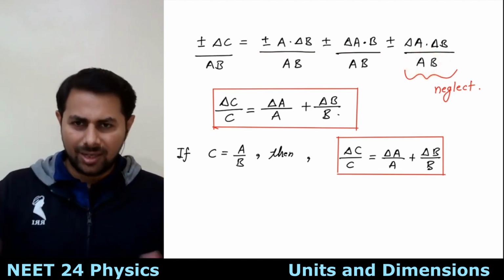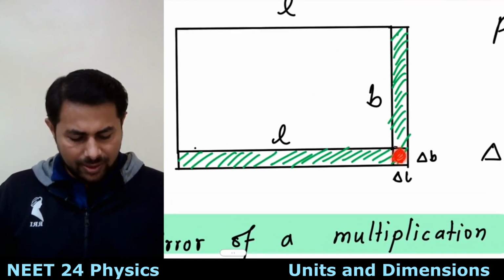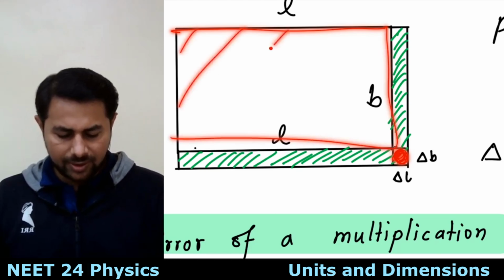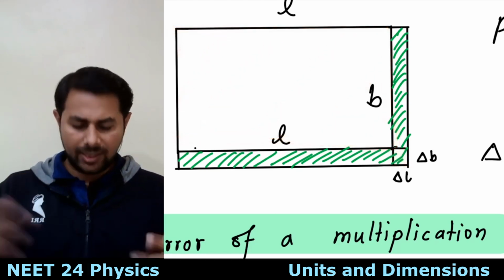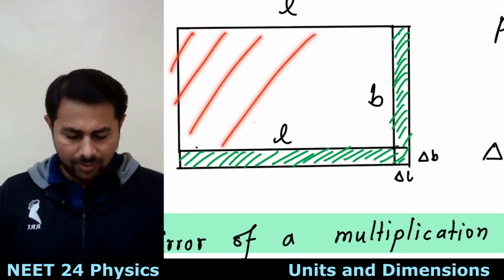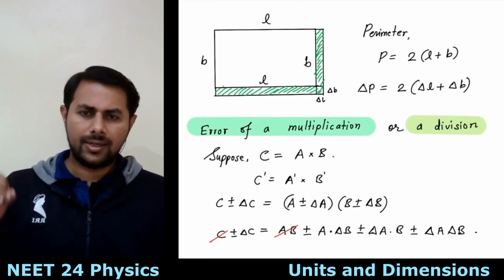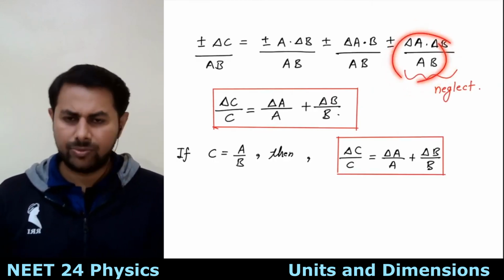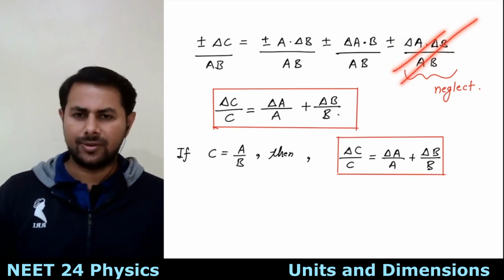AB is the area. So you are dividing this thing by this whole area. This thing was already very small, you are dividing it by this complete quantity, I mean this complete area, right? So the quotient would be very small. So we get rid of this, we just neglect this one.